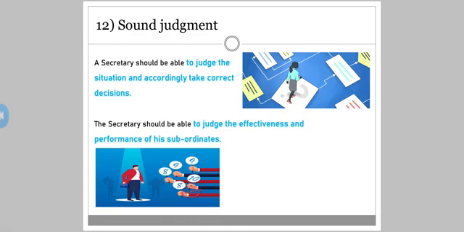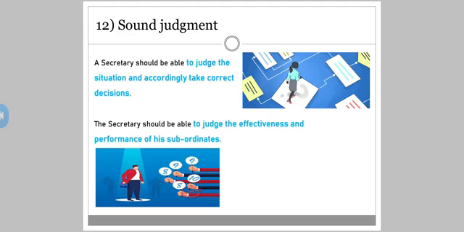Coming to the 12th one, sound judgment. Now see here, a secretary should be able to judge situations and accordingly take the correct decision. What do you mean by sound judgment? Sound judgment means proper judgment, to judge or to decide, I would say. Sound judgment means to decide cleverly on a situation. Whatever situation arises, the secretary should make a sound, or I can say a correct, judgment after looking into the situation and coming to a proper conclusion.